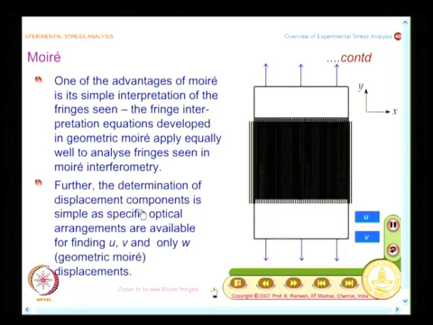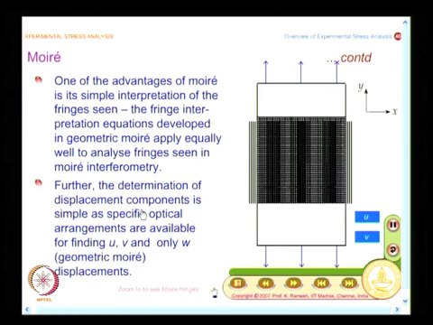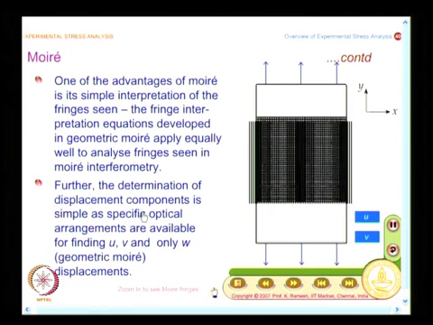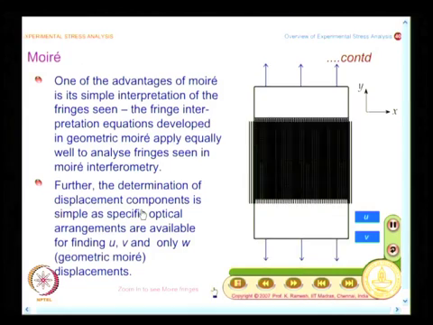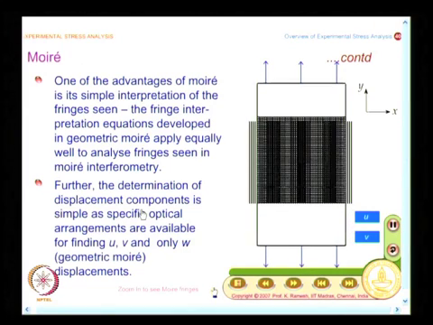We have also looked at several variants of Moiré and their applications. Limitations of the experimental technique were also highlighted during the lecture.